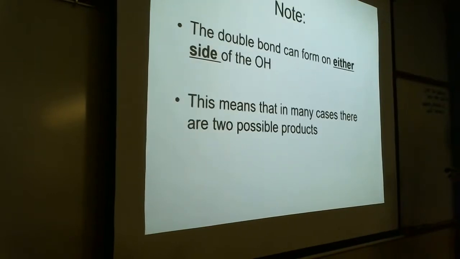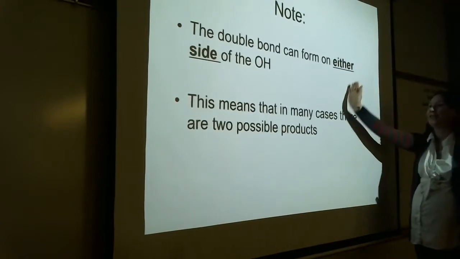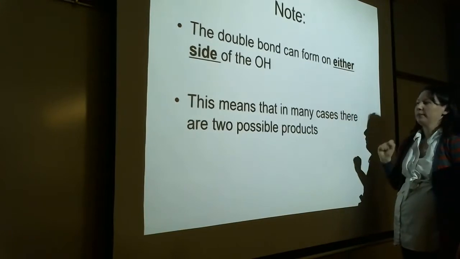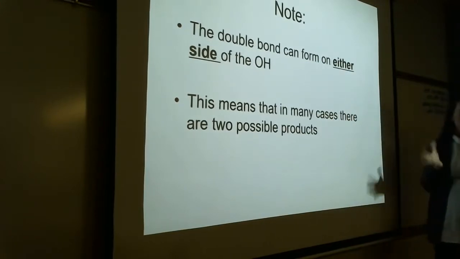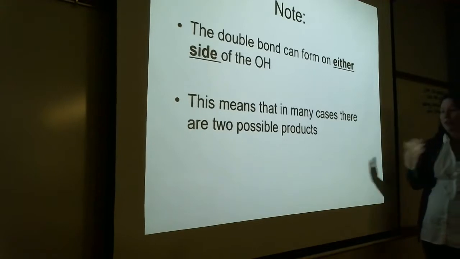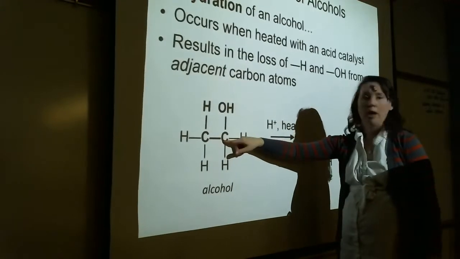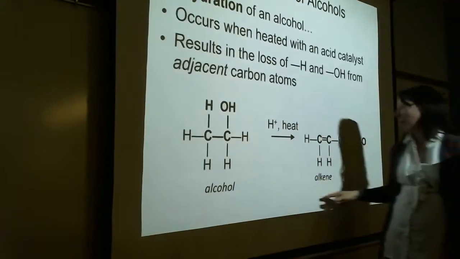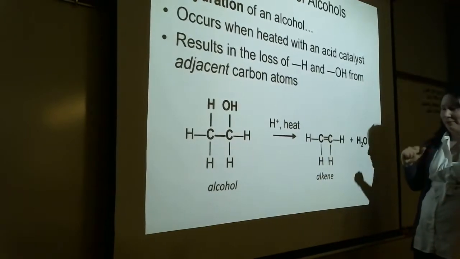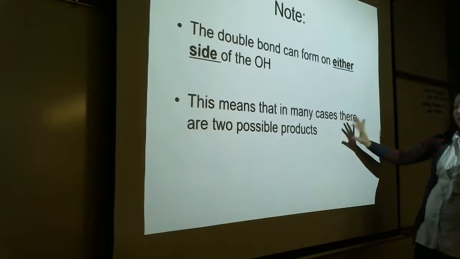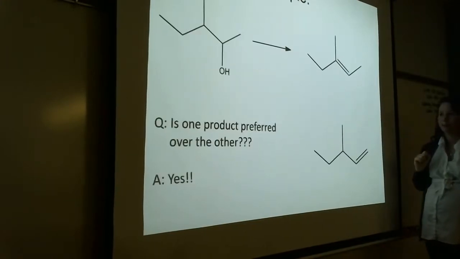Now, here's where we have to look at major product and minor product, because we can get that double bond on either side of the OH. So a lot of times, you're going to have one major product and one minor product. Now, sometimes it won't matter. Here, there's only one carbon-carbon bond, so you're only going to get one product. Not going to matter. But the majority of times, you'll have two possible products.